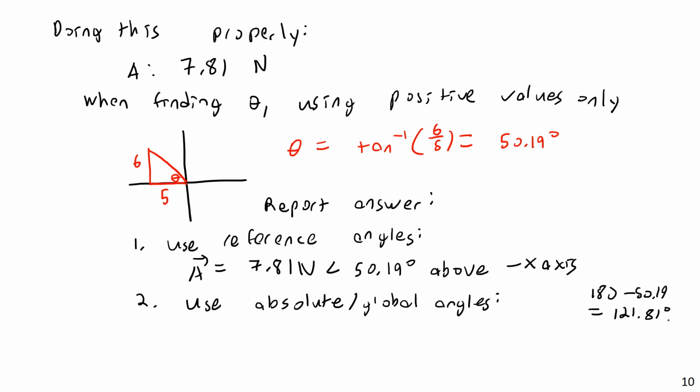And so, 129.81 degrees, and then absolute slash global angles. So I could then say that vector A is equal to, maybe I could use brackets for the global angles, 7.81 newtons, comma, 129.81 degrees. Either one would be proper, and really pinning down where exactly this vector is along the xy plane.